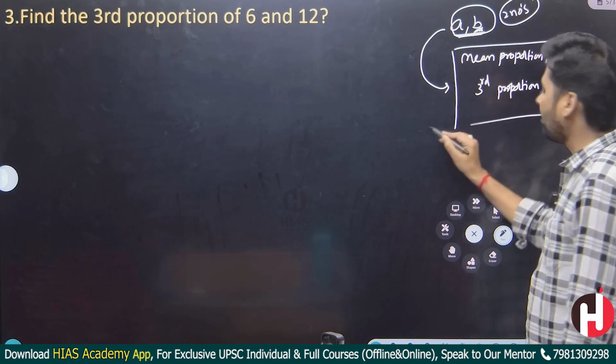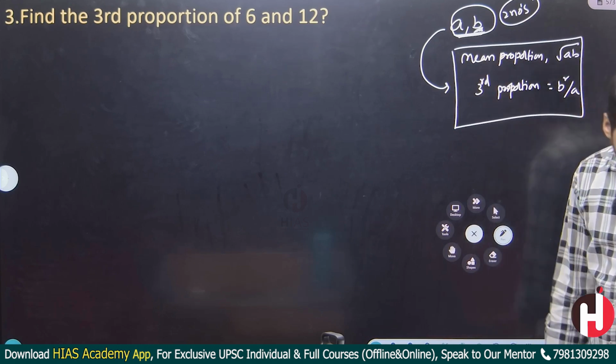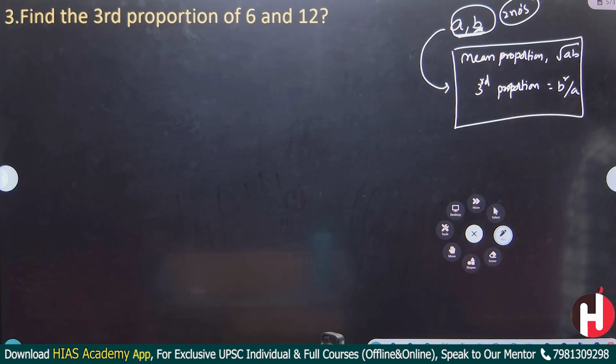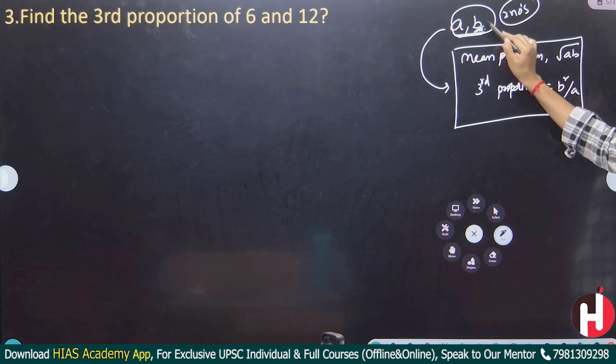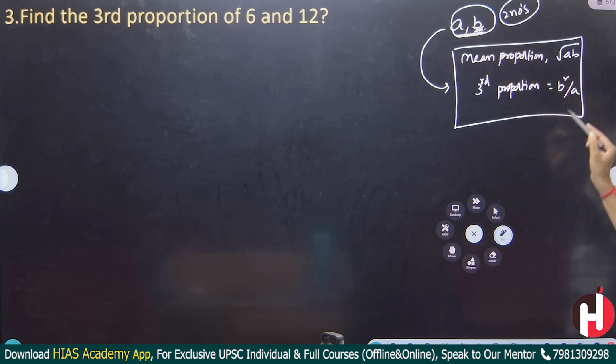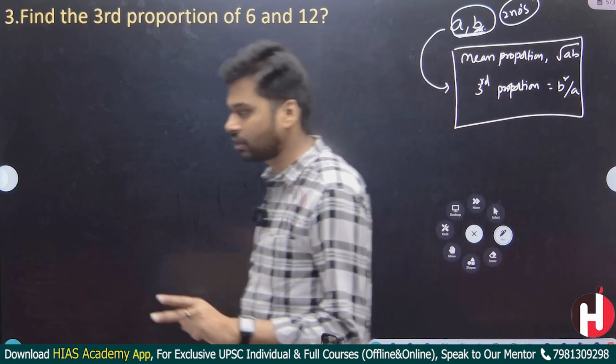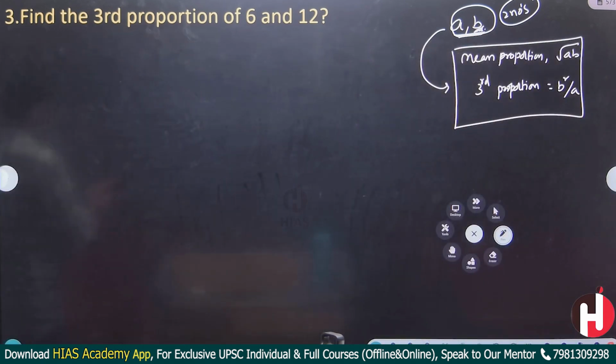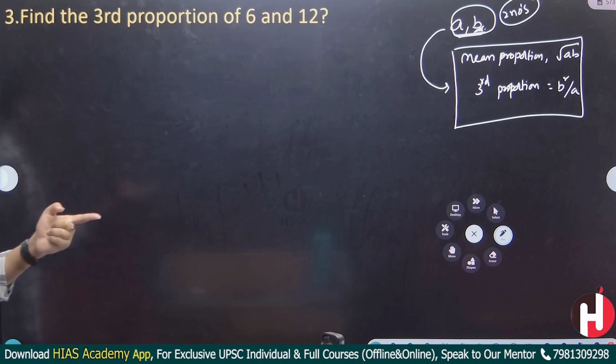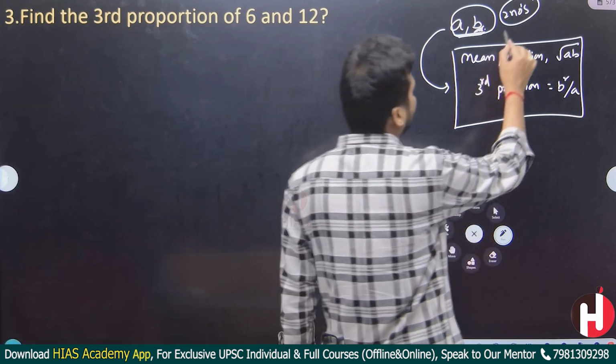So if two numbers are given, there are two questions we have. One is finding out the mean proportion. Second one is finding the third proportion. Finding out the mean proportion means take the square root of the product of the two numbers. Finding out the third proportion is nothing but B square by A, which means the second number square divided by the first number. So please remember these two. You please note down this, for two numbers, when two numbers are given.